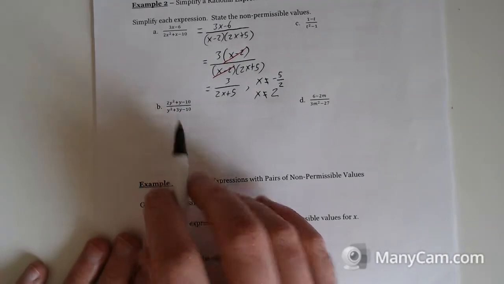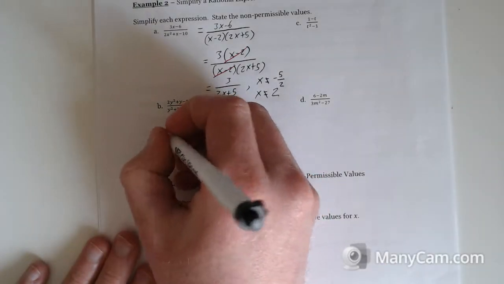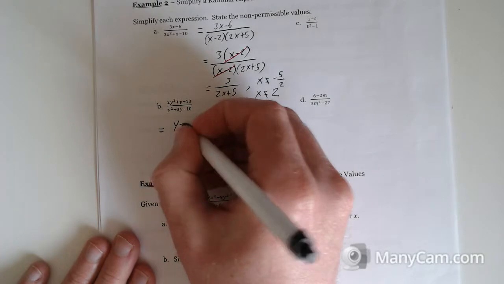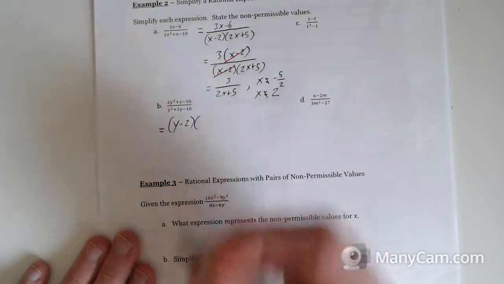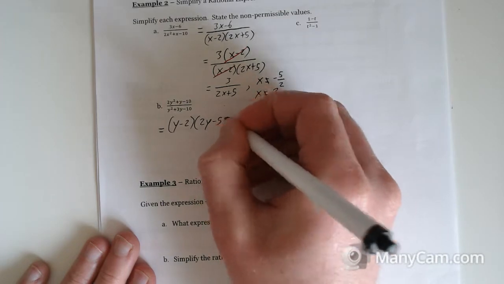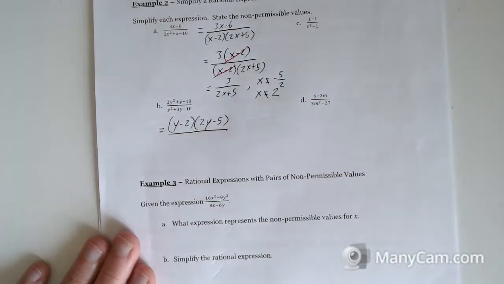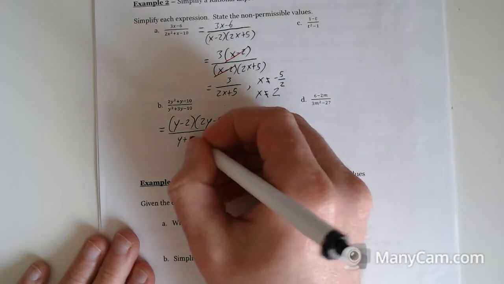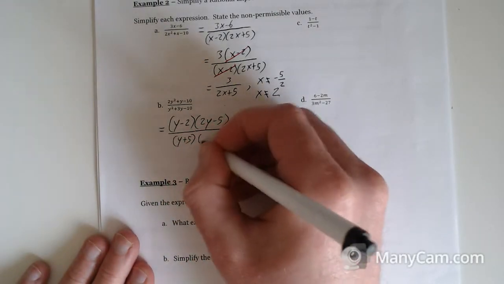Okay, I'm going to start again. In B, you end up with the factored expression of y minus 2 times 2y minus 5, and on the bottom, y plus 5, y minus 2.